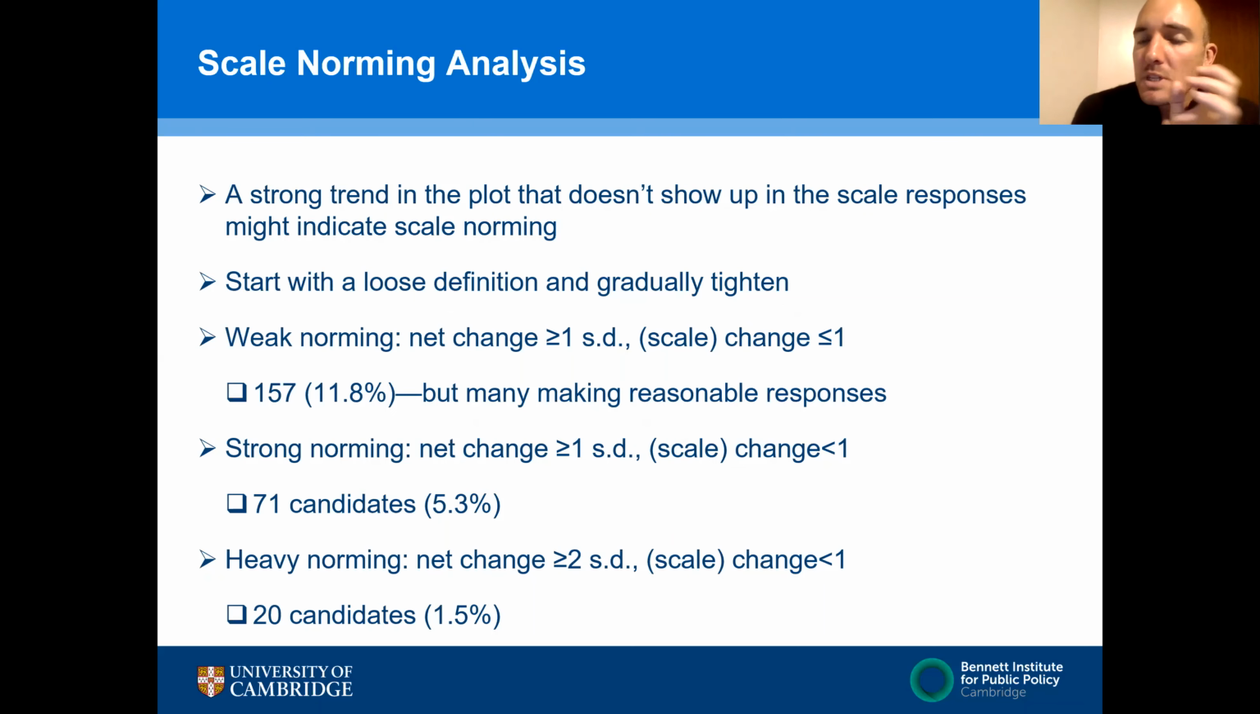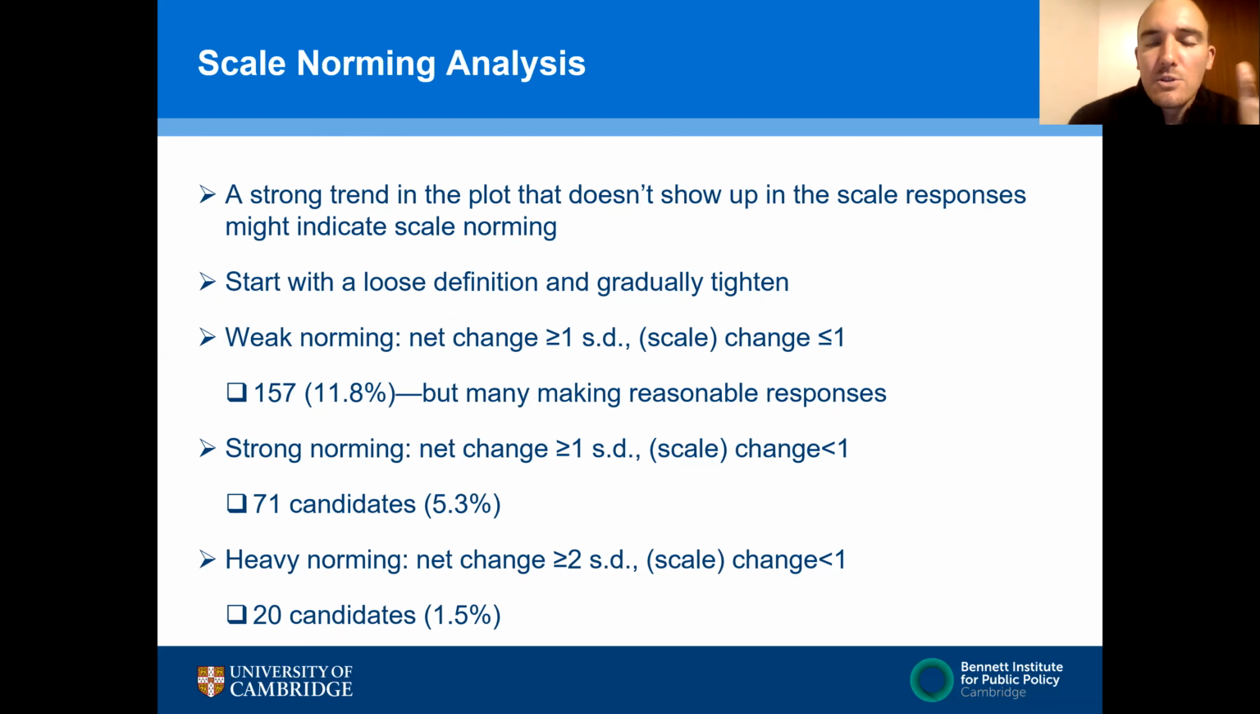Okay, so let me do an analysis of scale norming. How much scale norming do we see in this data? Then I'll talk a bit about adaptation, and then I'll discuss the results in terms of scale norming. One way of thinking about scale norming is that if you have a strong trend in the plot, which is what we just saw in that earlier graphic, that doesn't show up in the scale response, which is again what we saw, that might indicate scale norming.